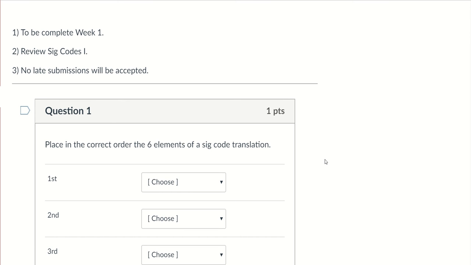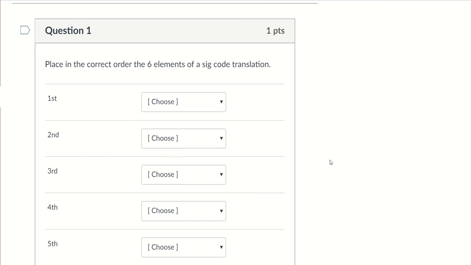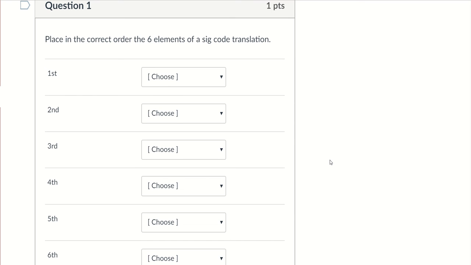All right, welcome back. So you watched the 2 videos. Go ahead and log on to your homework, week 1 blended A, and let's go over these questions. So you'll apply what you learned in SIG codes 1 and SIG codes 2. All right, question number 1, the 6 elements. So what order will you need to decipher a doctor's SIG code?